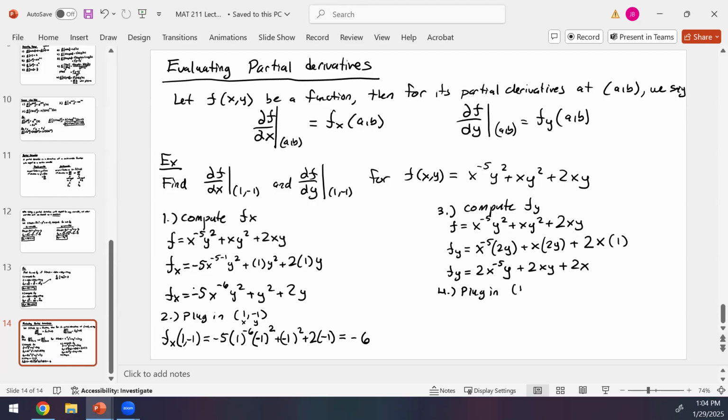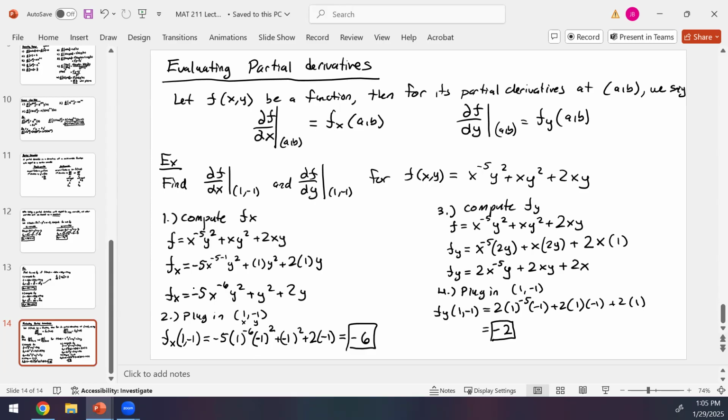And then step 4 is plug in. So we're plugging in 1, negative 1. So fy of 1, negative 1 is equal to 2 times 1 to the negative 5th times negative 1 plus 2 times 1 times negative 1 plus 2 times 1. And if you plug that into your calculator, you should get negative 2. So that right there is going to be the slope in the y direction as we move along, right?